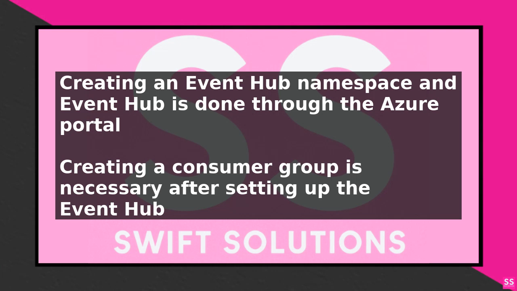Next, we need to create an Azure Synapse workspace. This can also be done from the Azure portal by searching for Synapse Workspace and following the creation wizard. Now we can create a pipeline in Azure Synapse to ingest data from Event Hub.